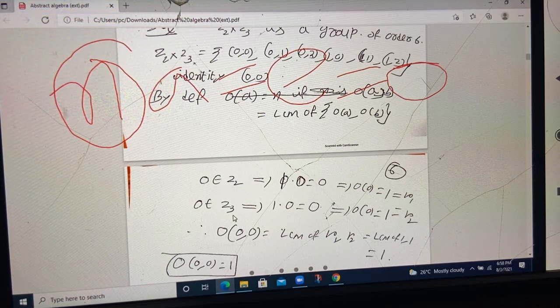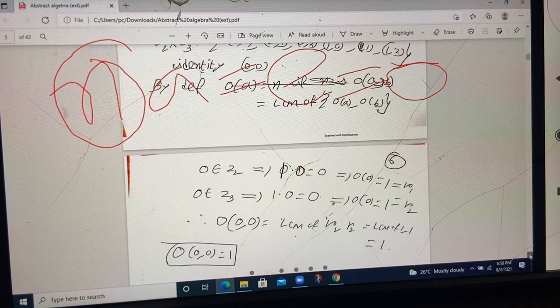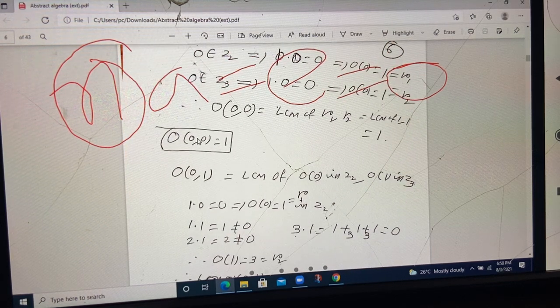0 belongs to Z3. Again, 1 into 0 is 0, so the order of 0 is 1, which is r2. This is r1, this is r2. What is the order of (0, 0)? It is the LCM of r1 and r2, the LCM of 1 and 1, which is 1. So the order of (0, 0) is 1.